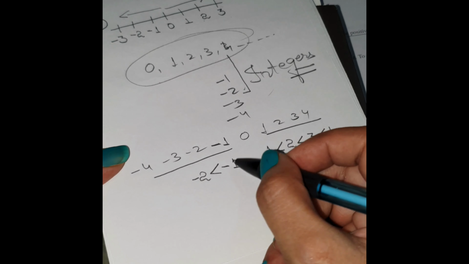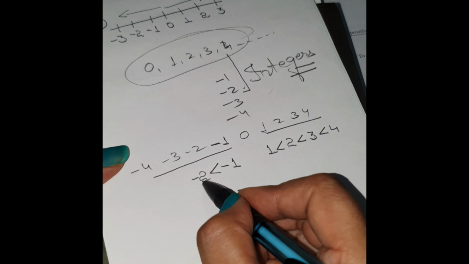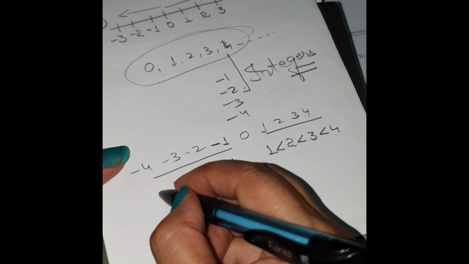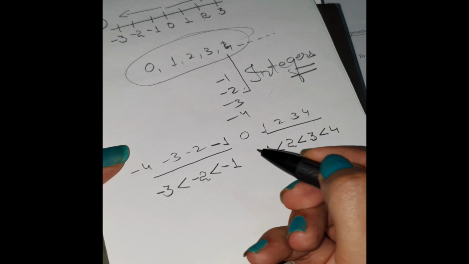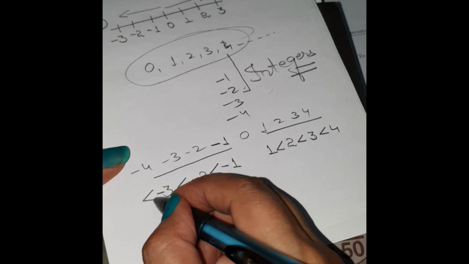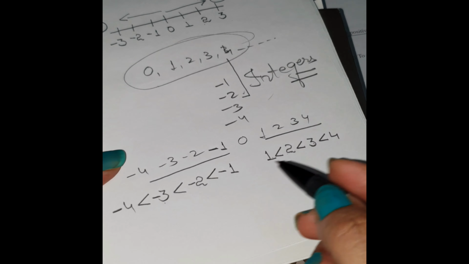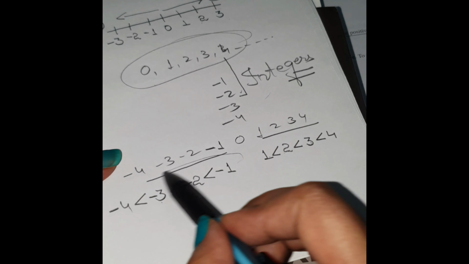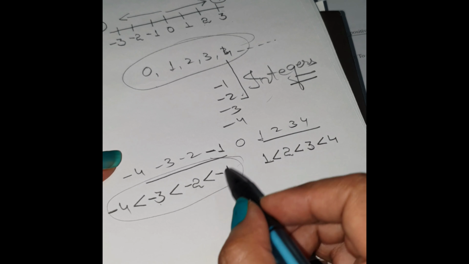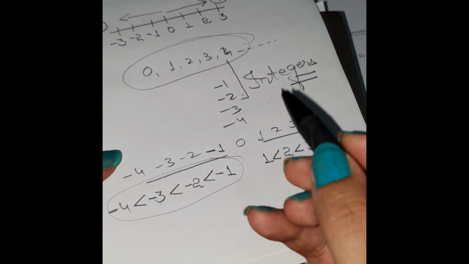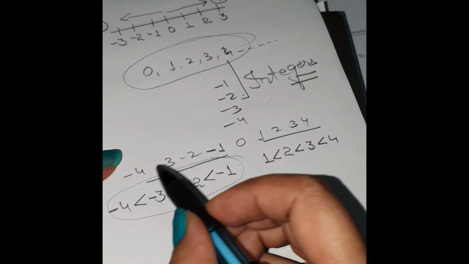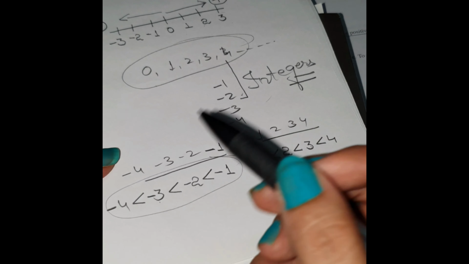Okay, opposite rule. Then -2 is greater than -3. Fine. -3 is greater than -4. So in simple language, in negative sign, the number which seems to be smaller is actually bigger, and the number which seems to be bigger is actually smaller.